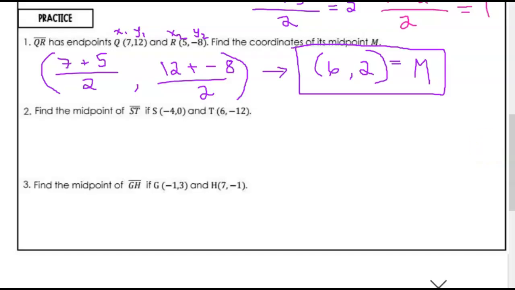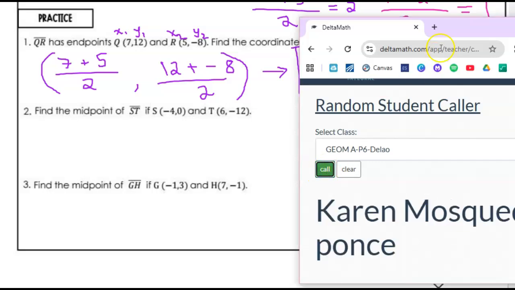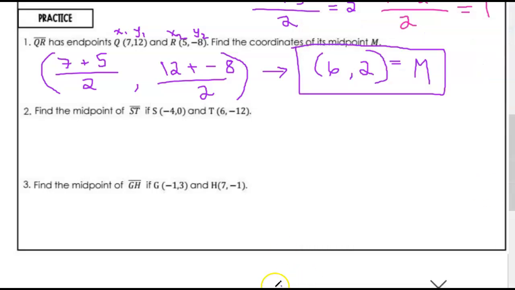All right, you're doing number 2, and then I'm going to call on you. Karen, can you tell me the X's that you added for the first part? -4 and 6. Good. All right, everybody did that. -4 plus 6 divided by 2. Okay, and then what about the Y's?